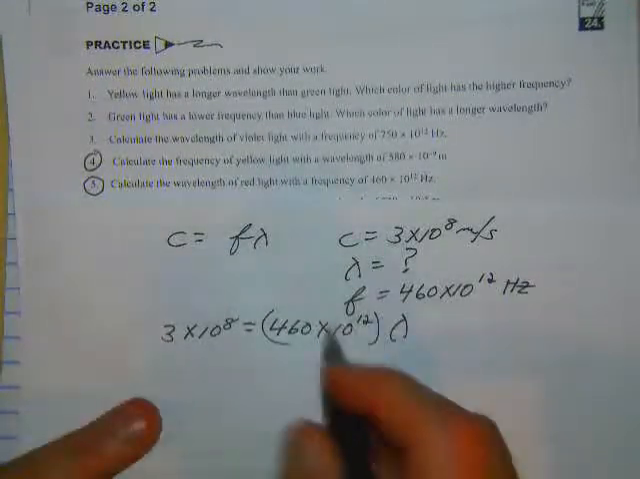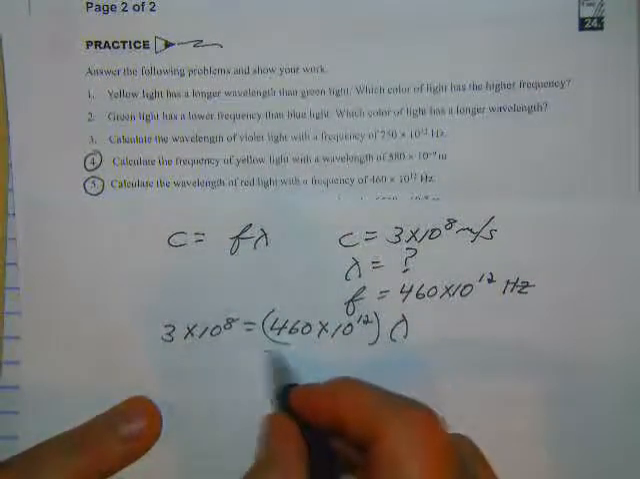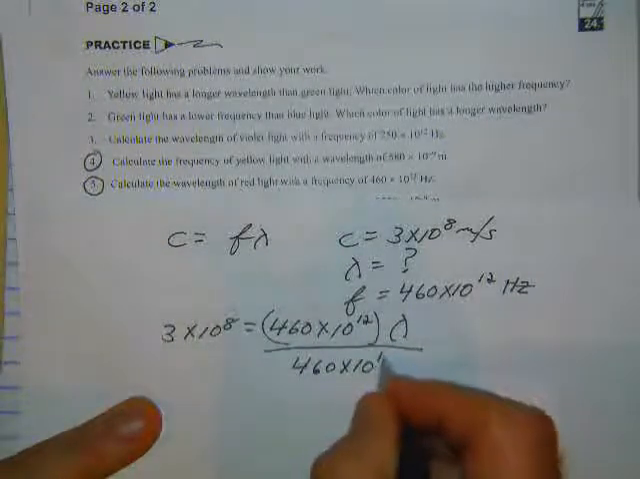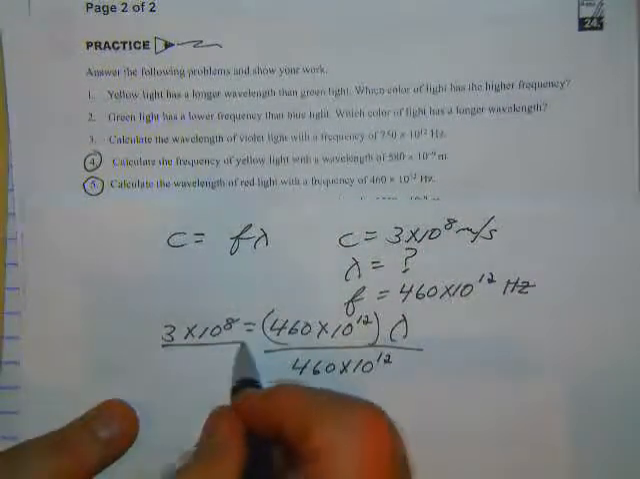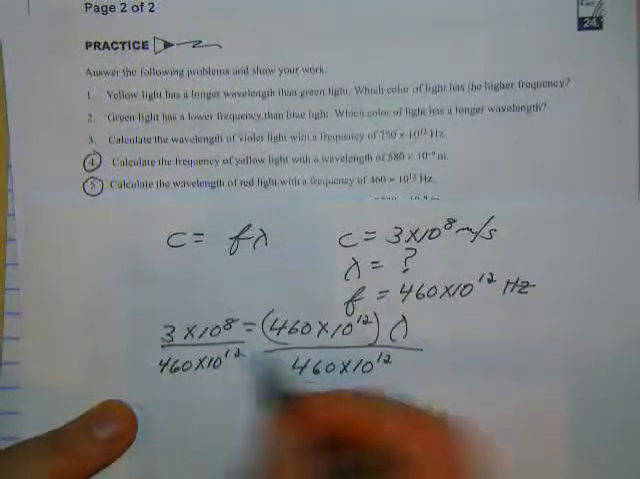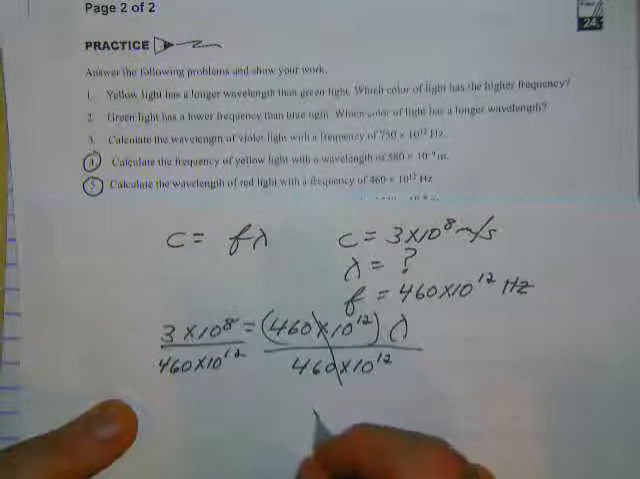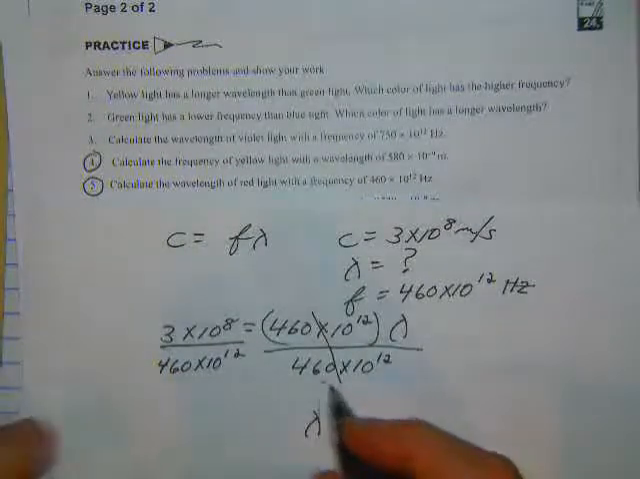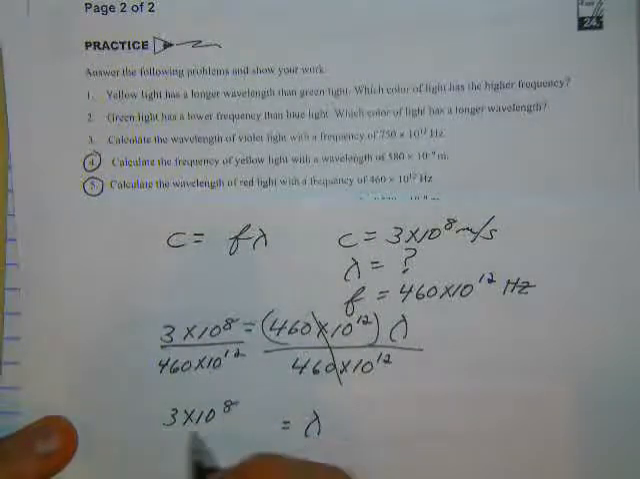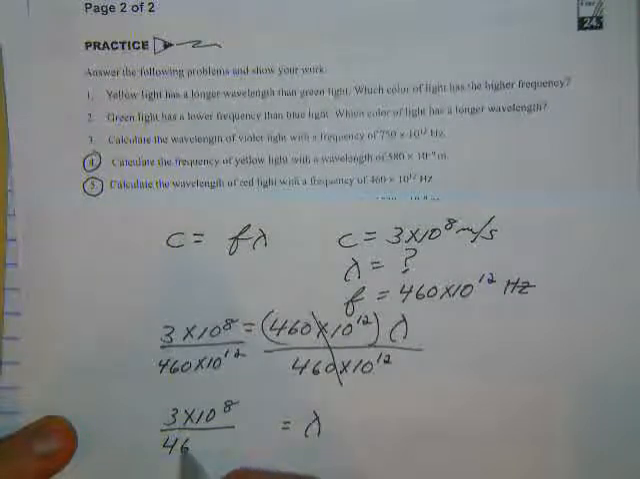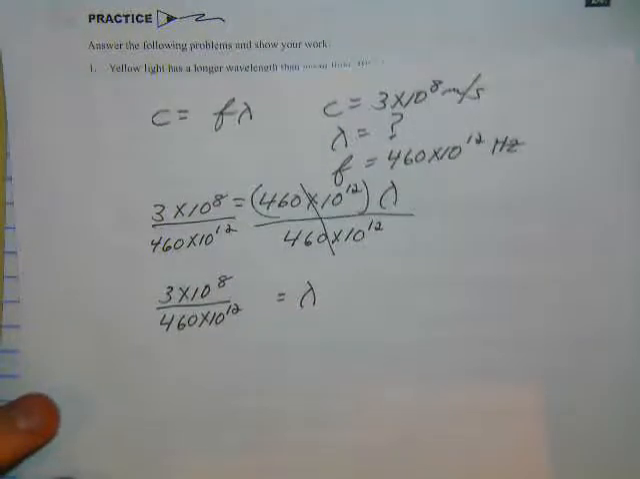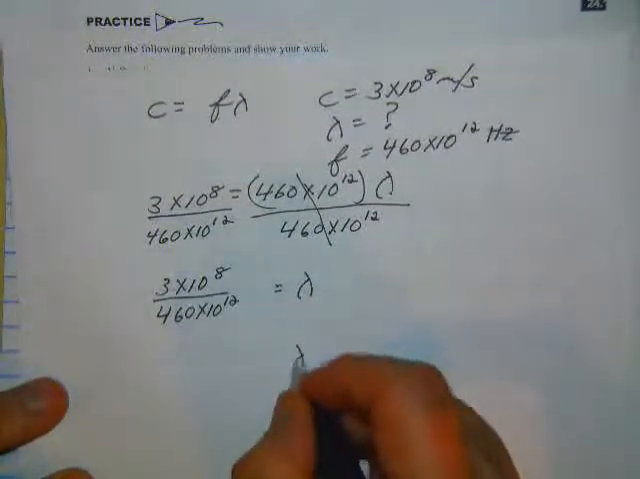Well, if we want to get wavelength by itself, we've got to divide each side by 460 times 10 to the 12th. Again, this is going to cancel out. So wavelength is going to equal 3 times 10 to the 8th divided by 460 times 10 to the 12th. So we want to find out what wavelength is.